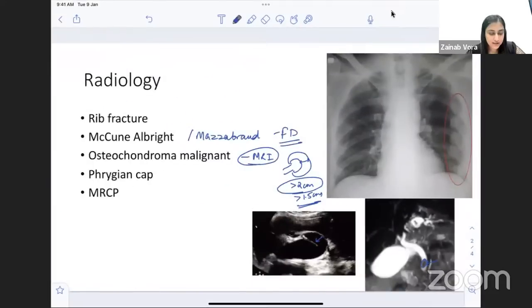Okay. McCune Albright one cannot be LCH. So it depends on what was described?